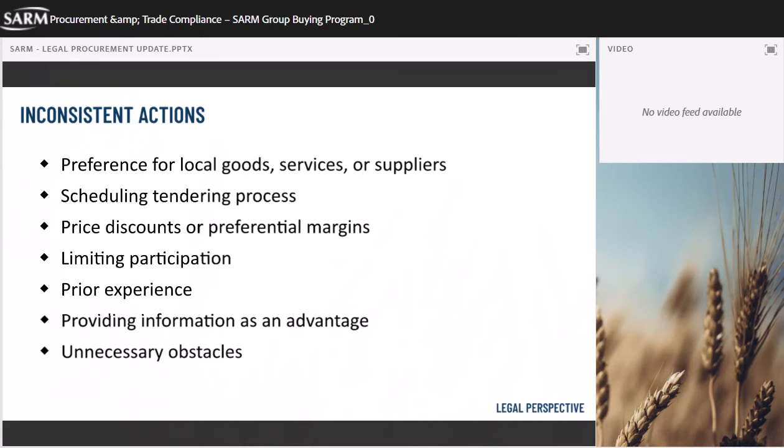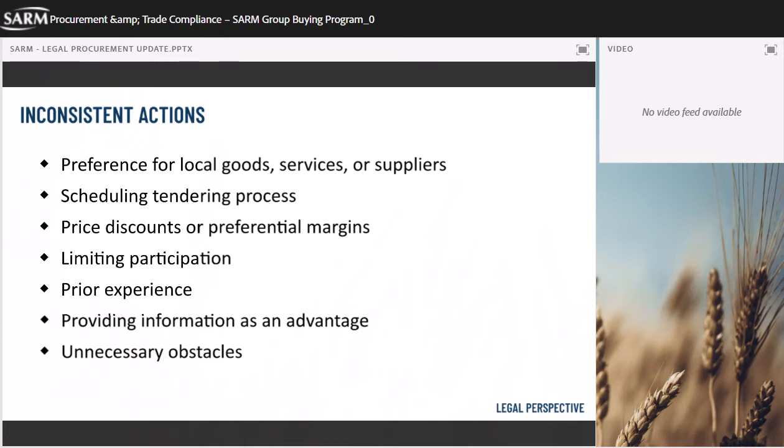Price discounts or preferential margins in order to favor particular suppliers. There was a question that came up in a previous presentation. Something we do as buying groups is note in our evaluation criteria that in certain instances, having a discount price from our vendors works better with certain procurements, especially where commodity pricing is changing. So this is not what that's referring to. This is referring to providing a specific discount or an edge towards one specific supplier.